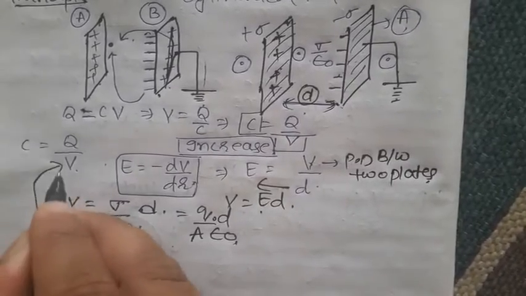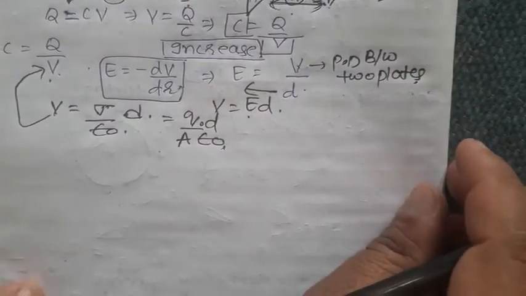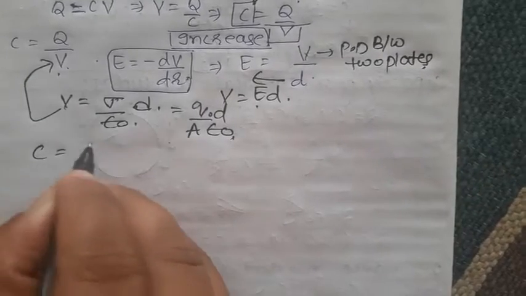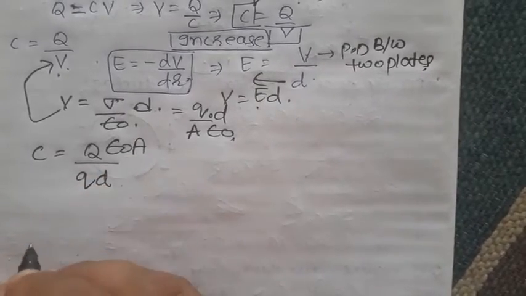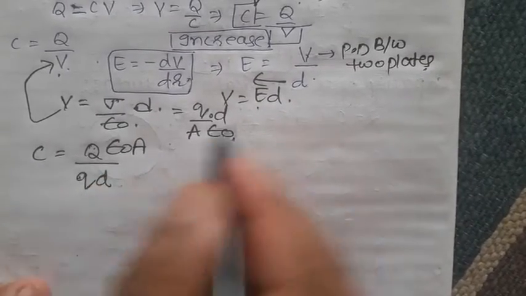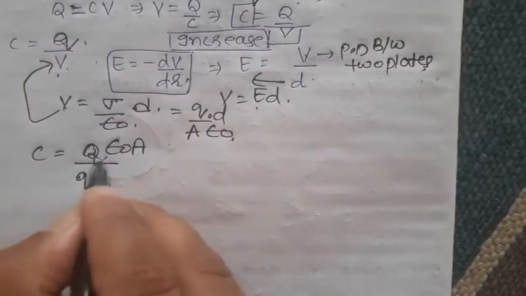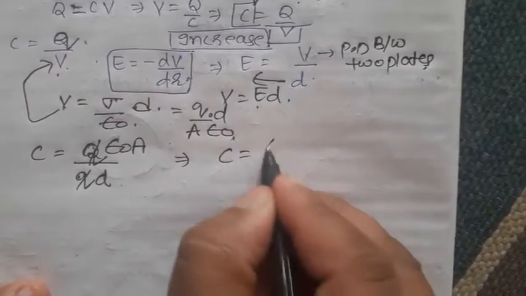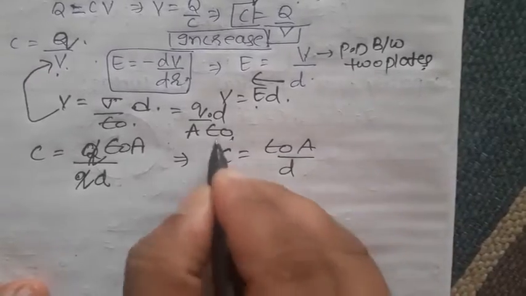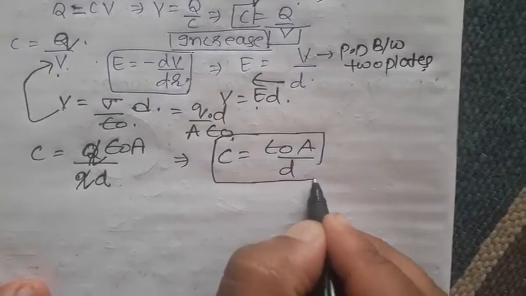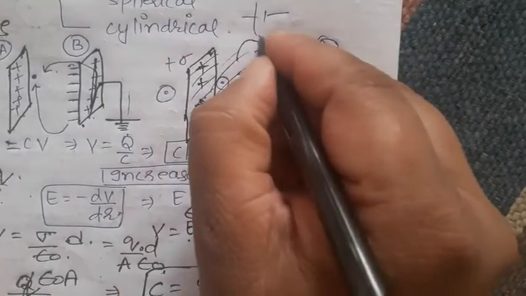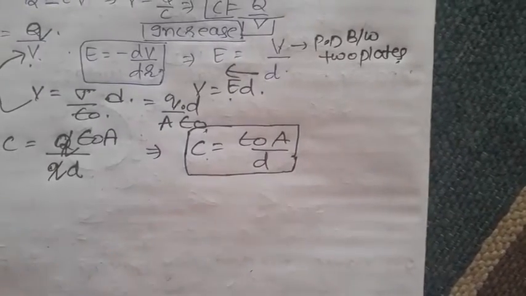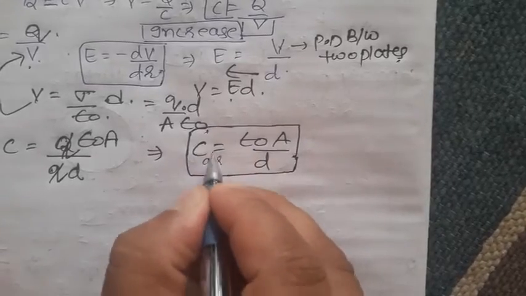Let us put this value of V here. If you put it here, what do you get? C comes out to be Q by V, and V is Q into d by epsilon naught into A. These two Q's are equal, they cancel. So what is C? The capacity of the capacitor is given by epsilon naught A by d. This is the case when two conducting plates are separated by some distance, and the space between them is filled with air, not any medium. This is the capacity when the capacitor space is filled with air.